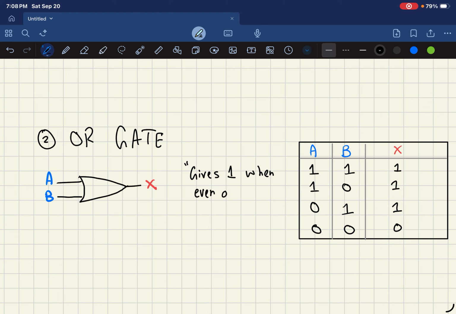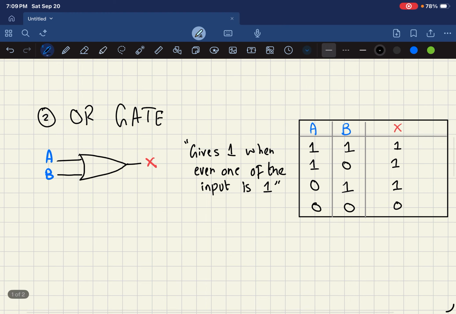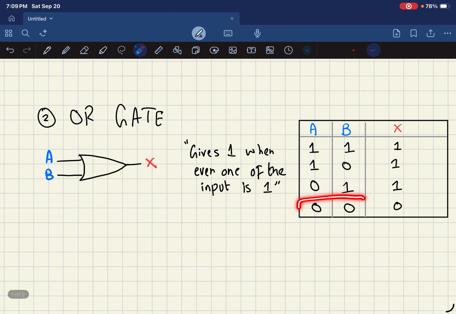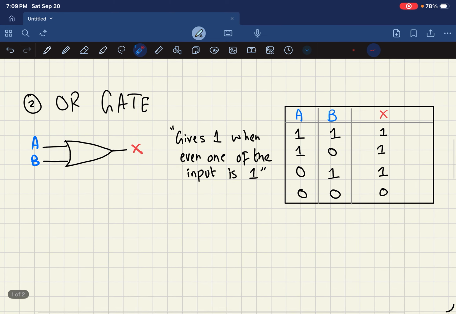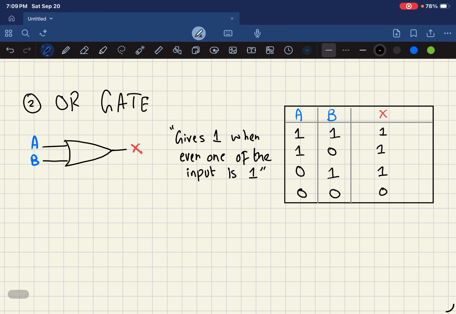even one of the inputs is 1. So it gives out a 1 when even one of the inputs is 1, otherwise it gives out a 0, which means only in the case when both inputs are 0 will it give out a 0, otherwise it will give out a 1 in the rest of the cases. So you need to really memorize the exact output that you will get given that you have a particular gate provided to you in the question.